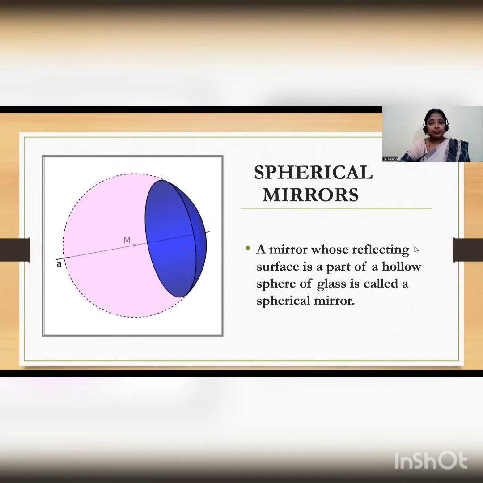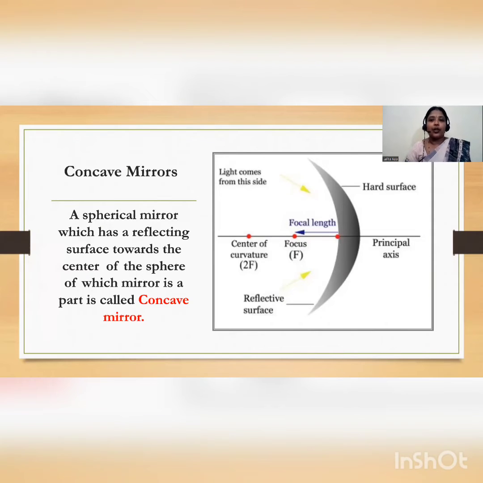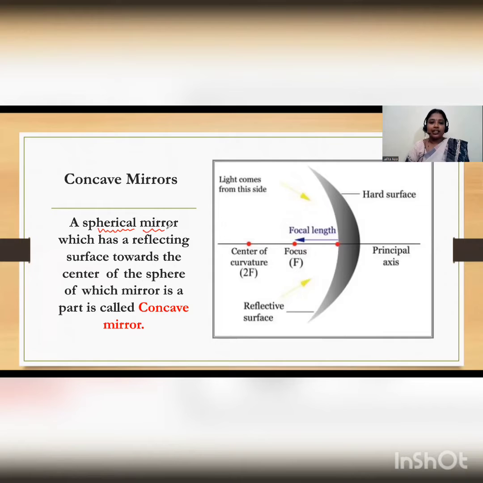Fine. Now let's see what a concave mirror is. How will you define a concave mirror? It is also a spherical mirror, as we know, which has its reflecting surface towards the center of the sphere. If this is a part of a hollow sphere of glass, then definitely this sphere will have a center. The reflecting surface is towards the center of the sphere.